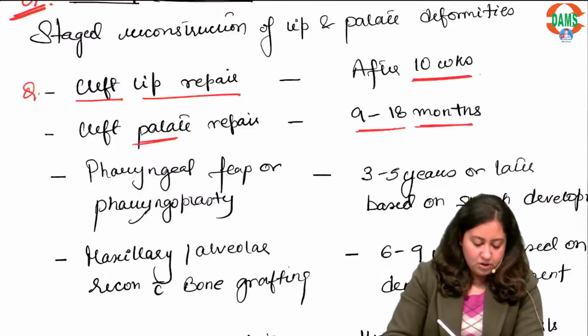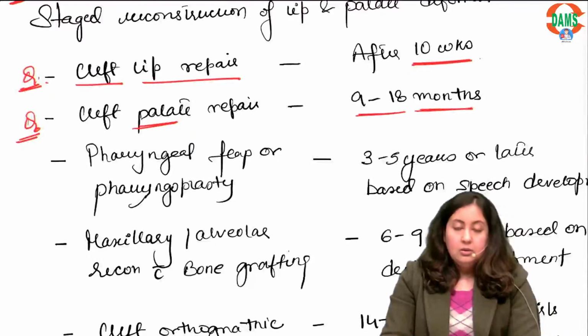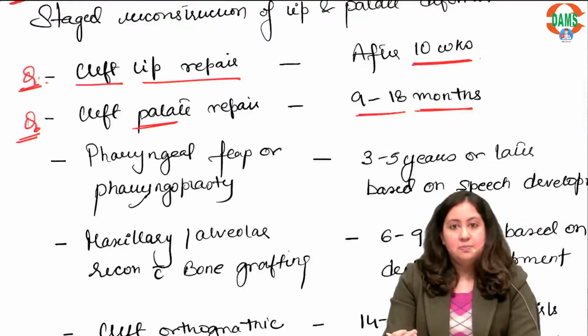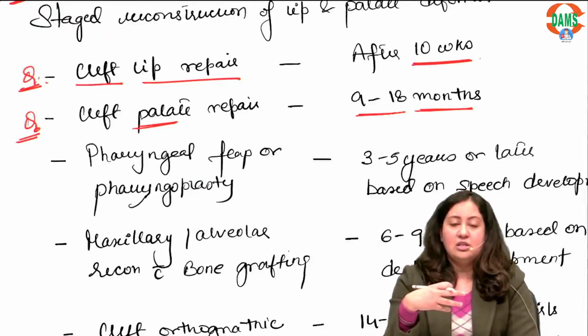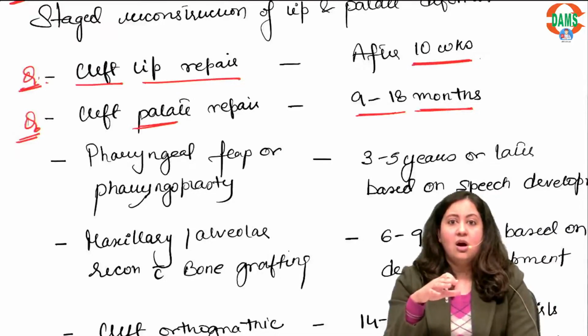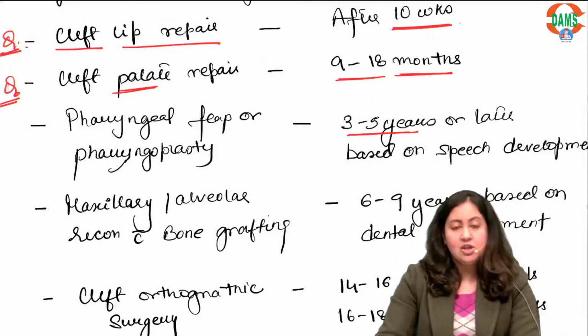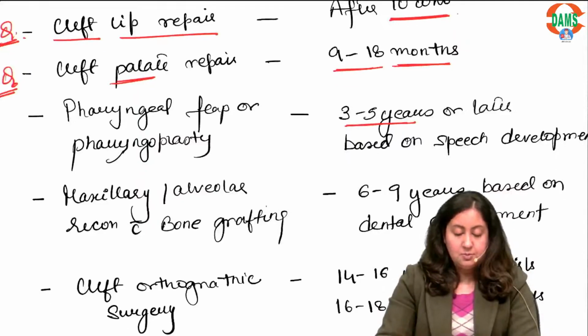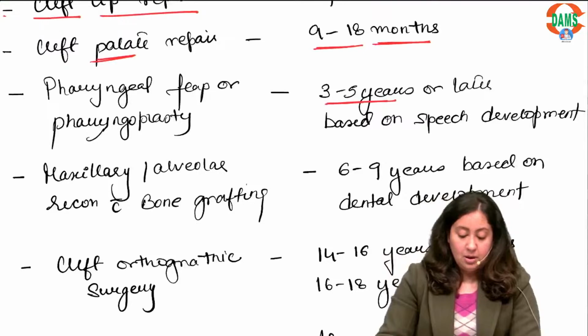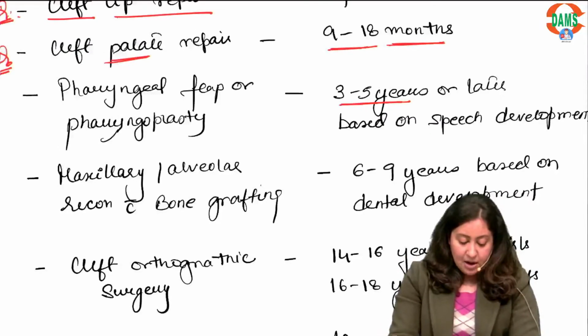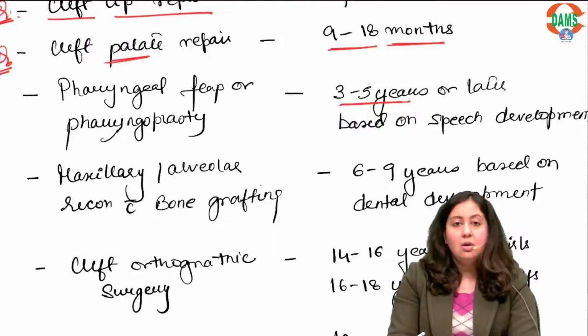These are the most important ones. Okay. Now, there's something known as pharyngeal flap or pharyngoplasty. This is specially done for cleft palate patients who have a nasal twang in their voice. So what does pharyngeal flap or pharyngoplasty do? It does correction of speech. All right. So it is done at 3 to 5 years of age or later, when the speech development is complete. Now, maxillary alveolar reconstruction with bone grafting.